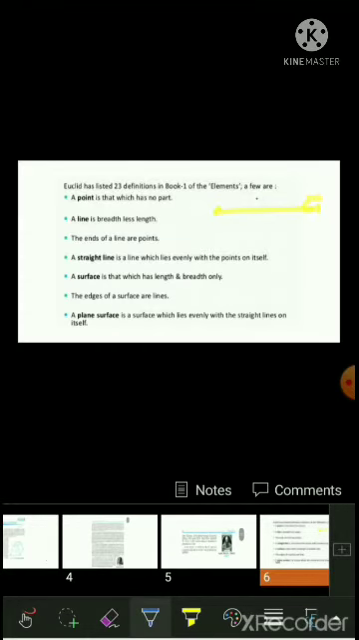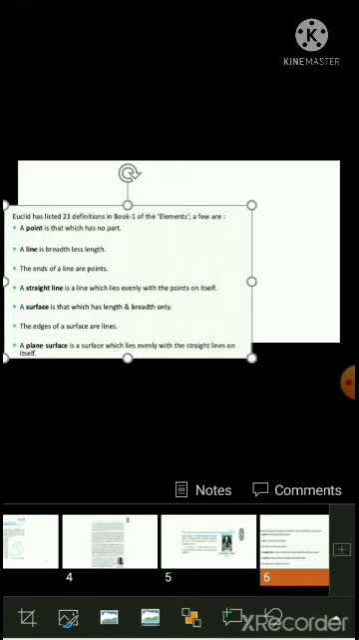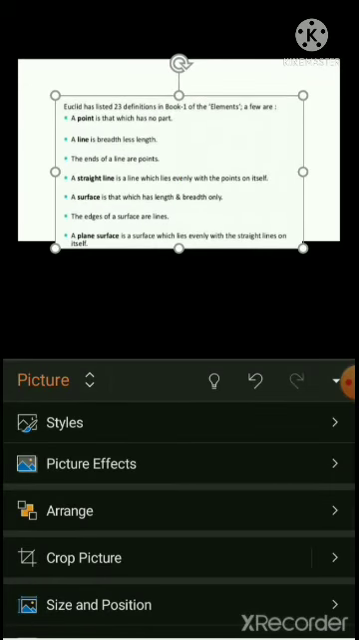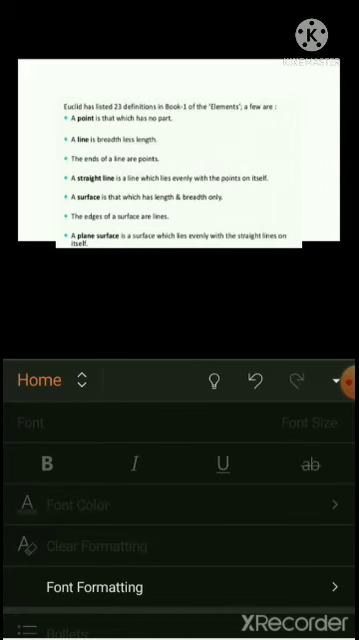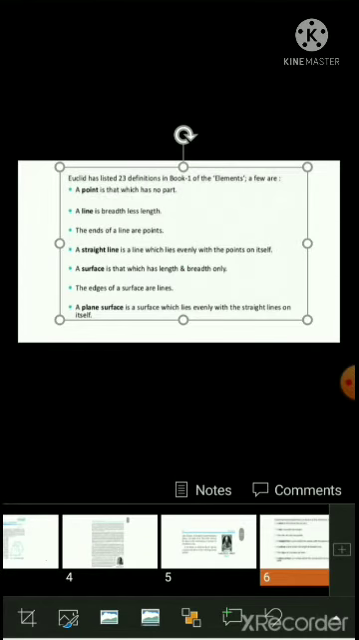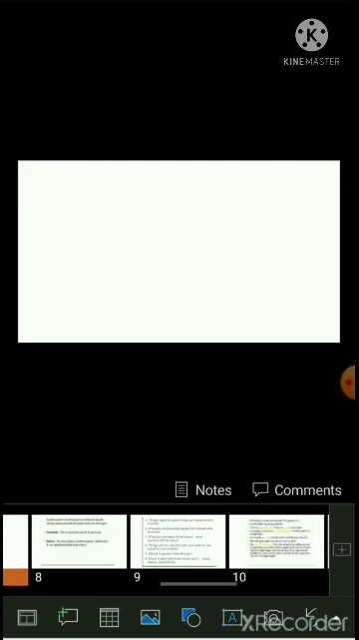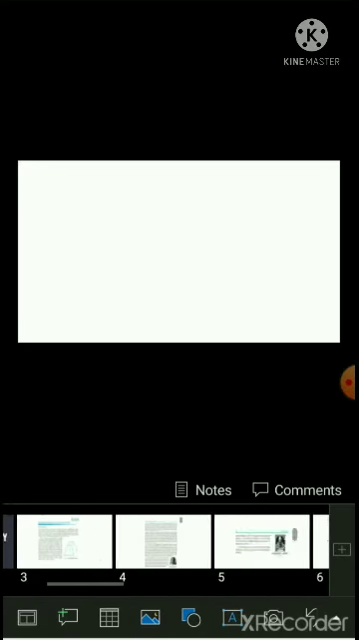Okay, now comes the fourth: a straight line is a line which lies evenly with the points on itself. A straight line is a line which lies evenly with the points. Let me get a new board. Please wait, because this board is so poor that it does not let me draw. So I need a blank one.